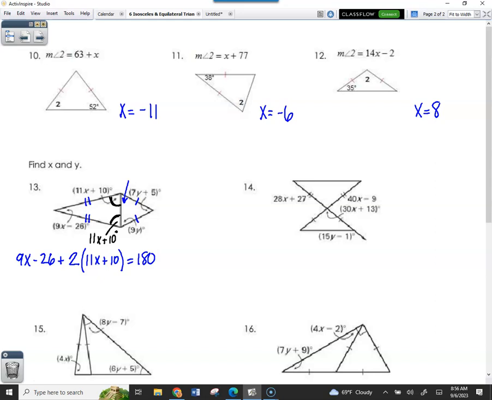Did you get x? Well, you tell me, what'd you get for x? 6? What expression can I label this missing angle right here as? 9y. When you set it up to get y, what did you find? 7. Very good.